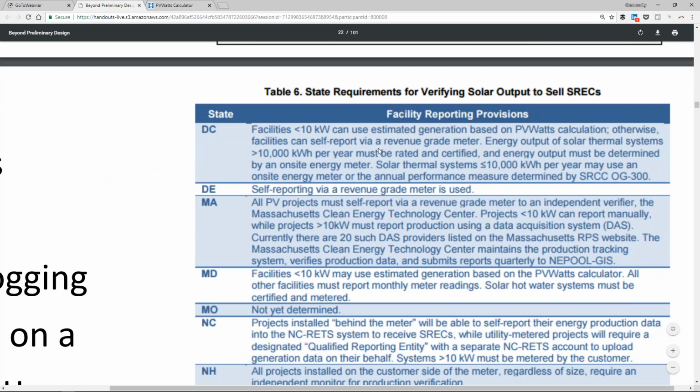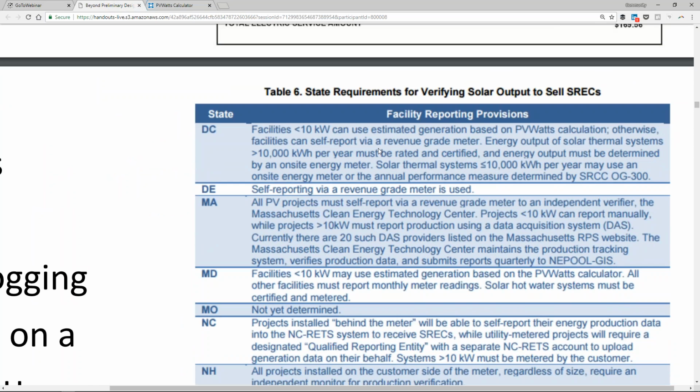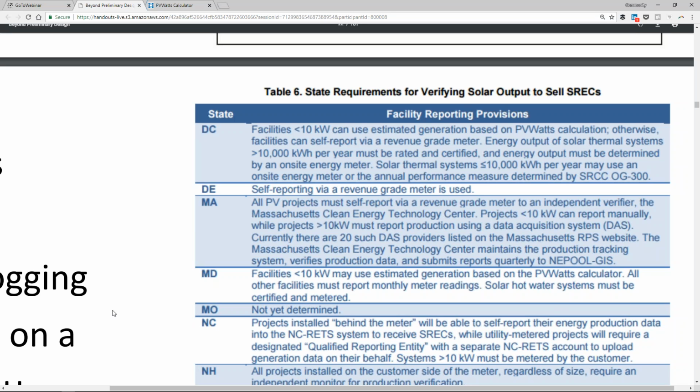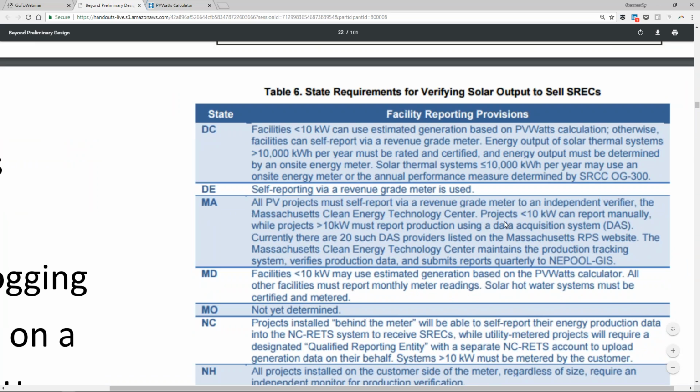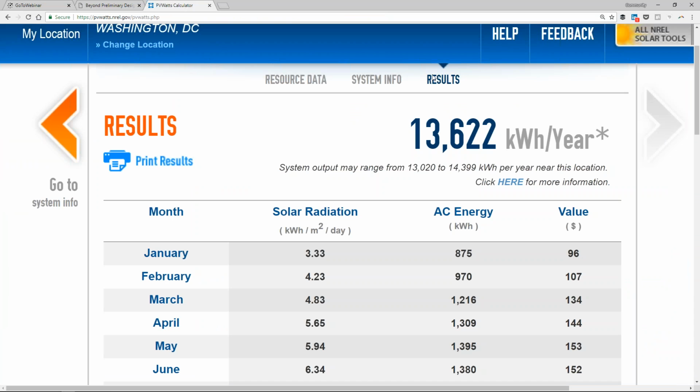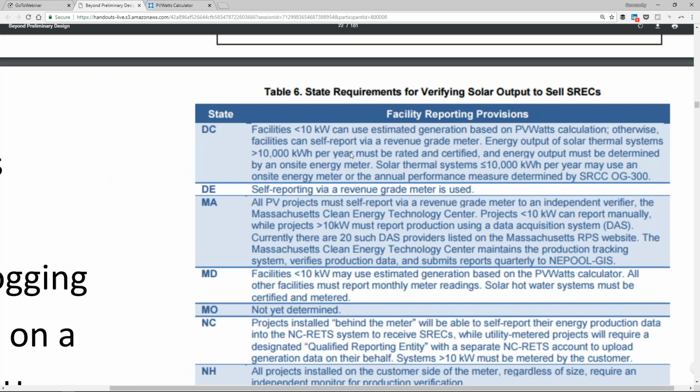And so I can go and register with my interconnection application. There's some process for registering my system with DC, and I don't even have to report my actual production. I don't even have to have inverter level accuracy or proof. I can just send them my PV Watts calculation and claim that I'm producing 13,622 kilowatt hours worth of renewable energy credits a year, or 13.6 megawatt hours worth of renewable energy credits a year.